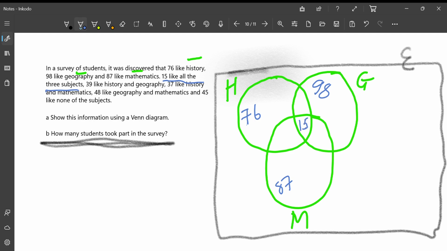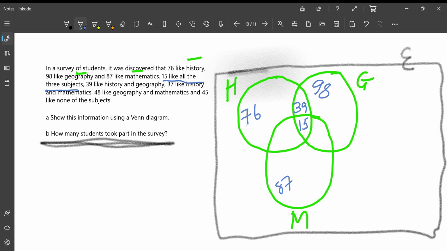Alright, 39 like history and geography, which means look at your diagram. Where is the intersection between history and geography? Where do they meet? If you look at it very well, you see that it's here. This is where it's for history and geography. That is where they overlap. There's no other place in the circle that is for history and geography. So that place I just highlighted shows you where history and geography is. So I'm going to put the number of people that like history and geography, which is what?